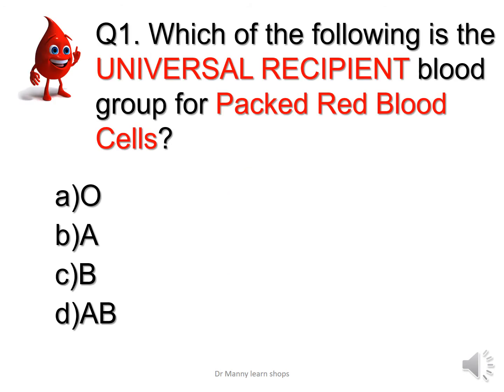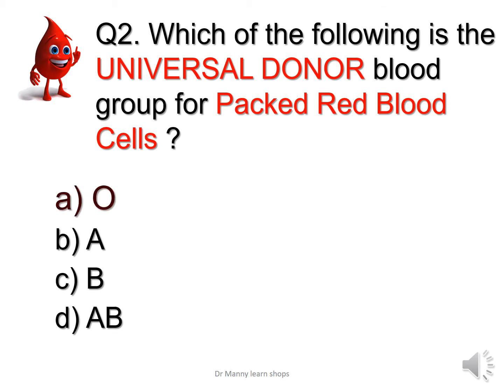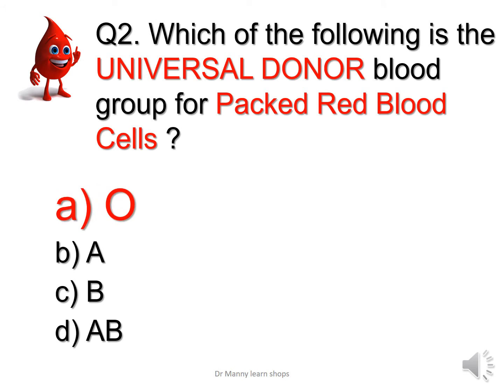Question 1. Which of the following is the universal recipient blood group for packed red blood cells? O, A, B or AB? The correct answer is AB. Which of the following is the universal donor blood group for packed red blood cells? O, A, B or AB? The correct answer is O.